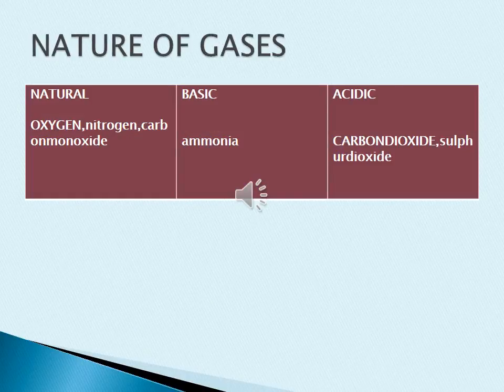Now, nature of gases: neutral, basic, acidic. Neutral gases: oxygen, nitrogen, carbon monoxide, hydrogen. Basic: ammonia. Acidic: carbon dioxide, sulfur dioxide, chlorine. Again I say, carbon dioxide, sulfur dioxide, chlorine. Are you listening, children? Got it? Okay, we will see the next one.